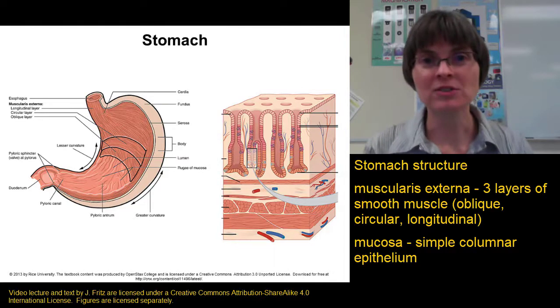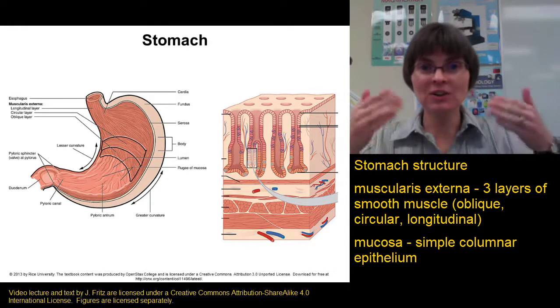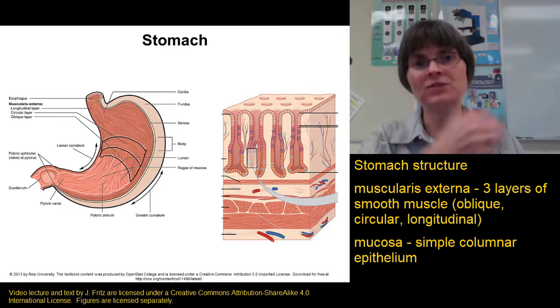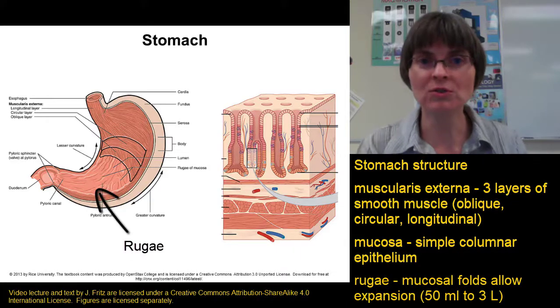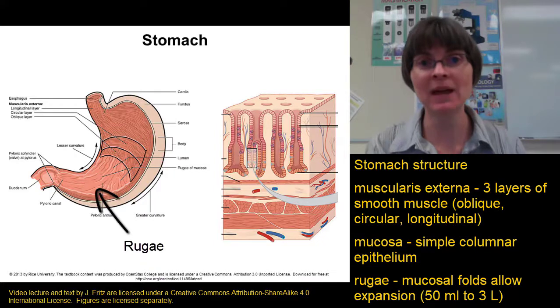Another thing you might notice about the mucosa of the stomach is if you look at the inside of the stomach, it's very rippled. There are folds in the mucosa. Those mucosal folds are called the rugae, and they're important to allow the stomach to expand.